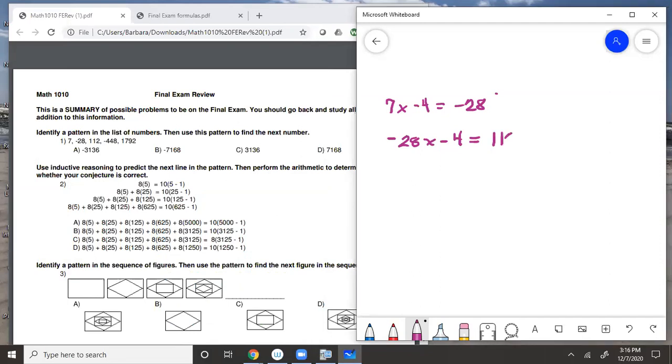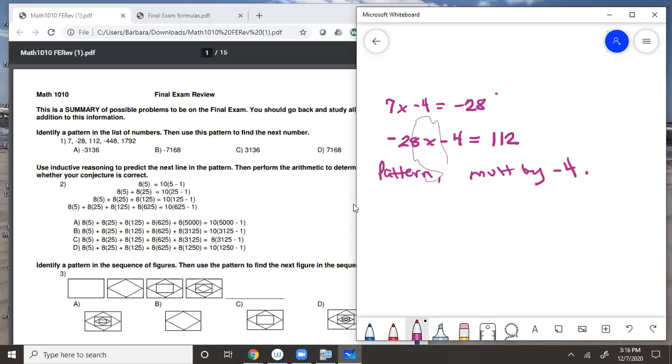So the pattern is that we multiply by negative 4. With each number, we multiply by negative 4 and we get the next number. So after 1792, we have to multiply by negative 4 to get the next number, right?